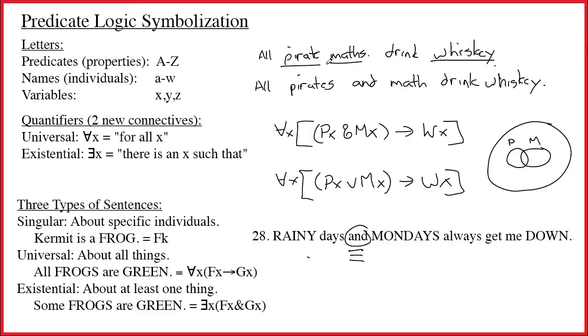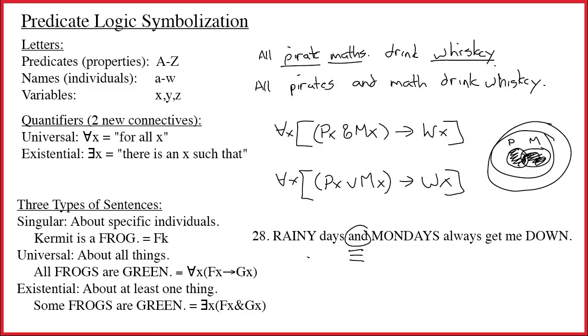When I say that all the pirate mathematicians drink whiskey, who am I talking about? That group right there. But when I'm talking about all the pirates and the mathematicians, now who am I talking about? It's the entire set of both, and of course it does include the intersection. So, pirate mathematicians, pirates and mathematicians, and lots of whiskey. All of these guys drink whiskey, according to the second sentence. So there's the whiskey drinkers.